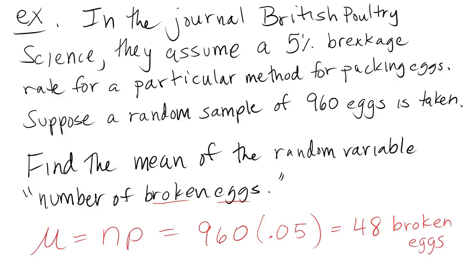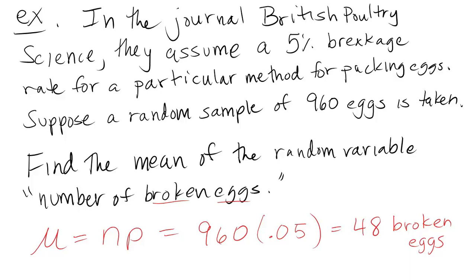Two different ways to interpret this answer. This says that the expected number of broken eggs in batches of 960 is 48. Or another way to interpret this is if we were to look at all possible random samples of 960 eggs packed in this way, the mean number of broken eggs amongst all such samples would be 48. Two different ways to think of it. That one's very intuitive. It's also easy to use.